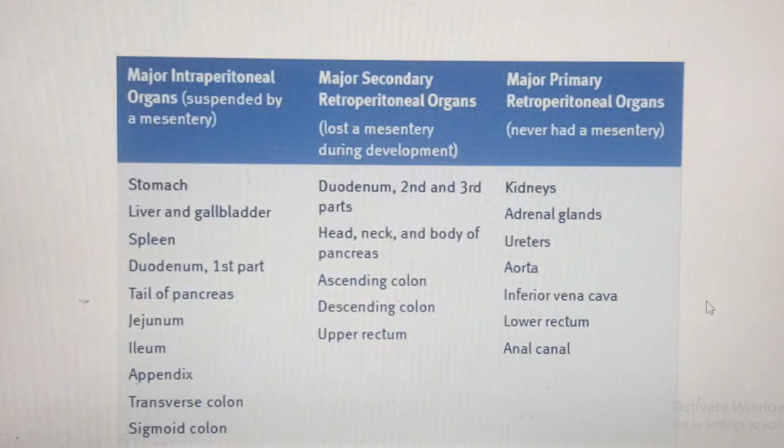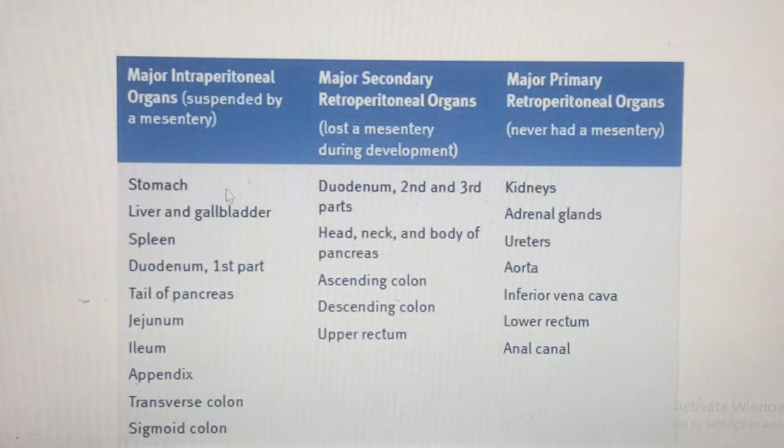Now, we said that the duodenum is a secondary retroperitoneal organ. Before I explain the concept of retroperitoneal structures, of course, intraperitoneal or even extraperitoneal structures, I have to explain what we mean and give you some examples. If you look at the major intraperitoneal organs, what you should know is that generally they are suspended by what we call mesentery.